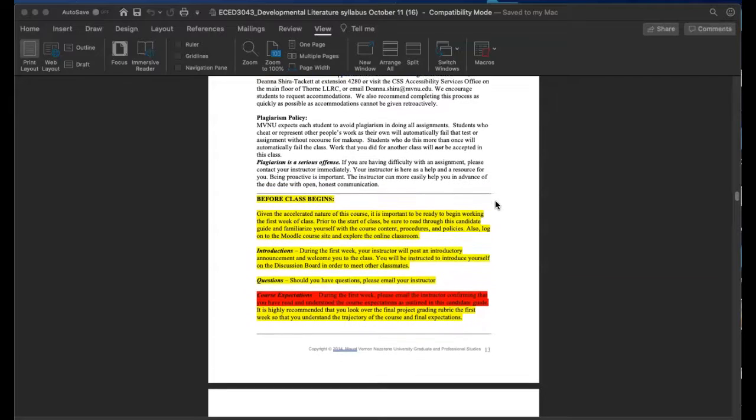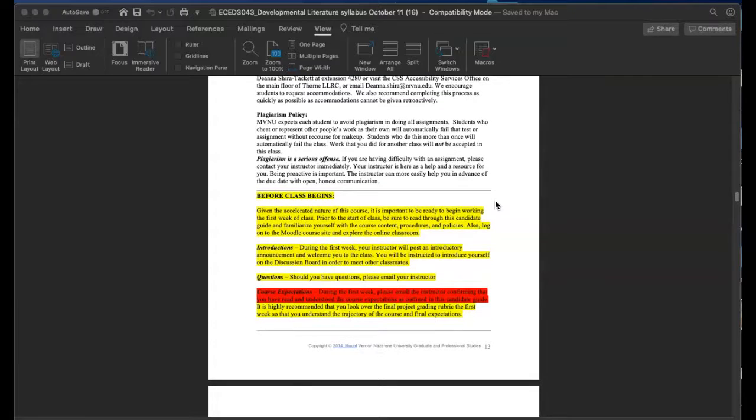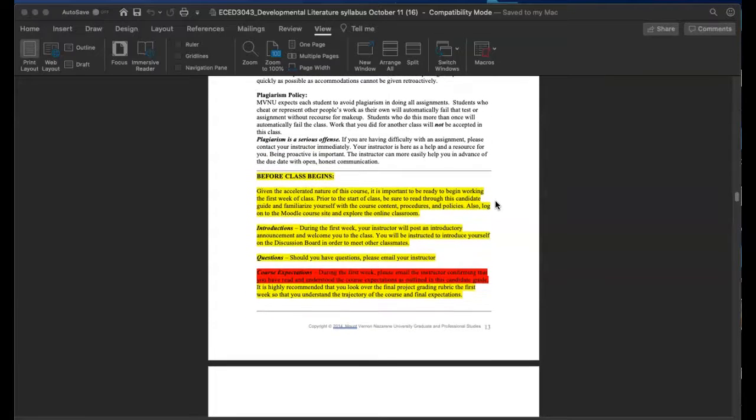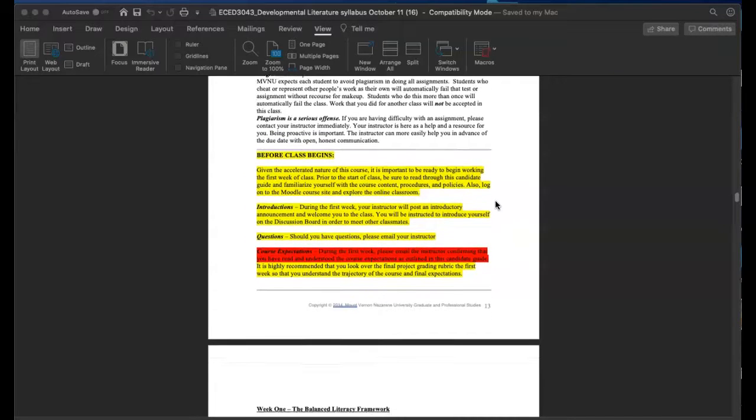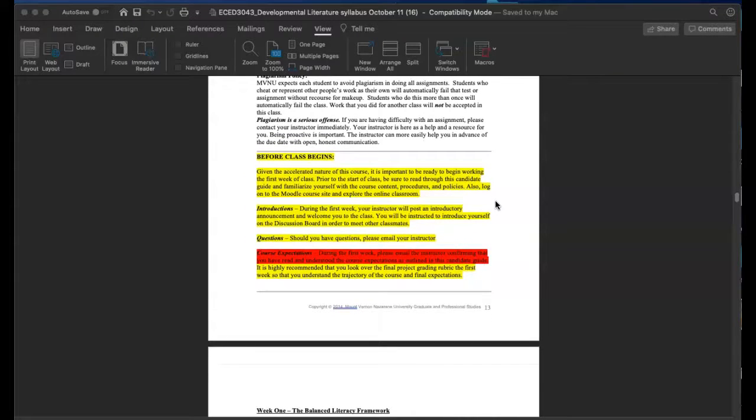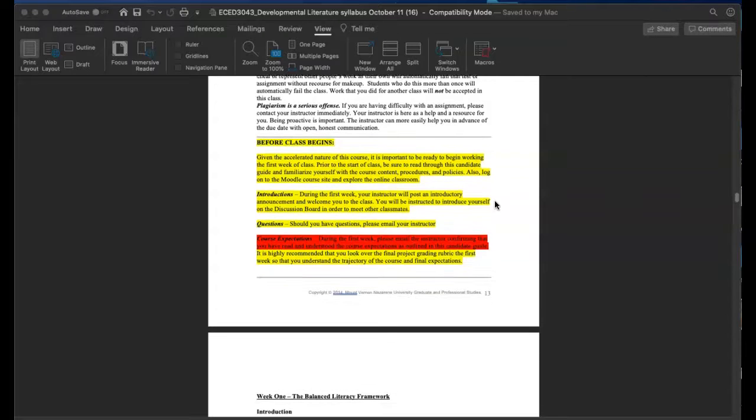Before class begins, be sure to read through the candidate guide and familiarize yourself with the content, procedures, and policies. I know many of you have already logged into the Moodle course. Great.